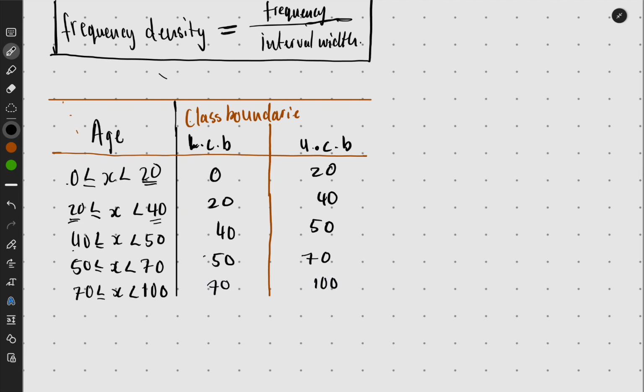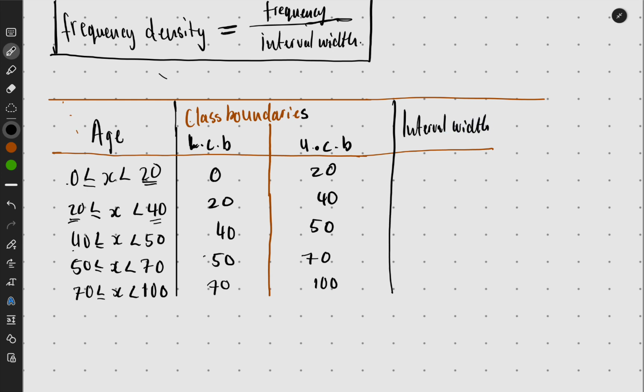Great, so now when we have it like this, the next thing I'm going to put would be the interval width. So it's like this, and then we close it off. Okay, class boundaries. Then here we say interval width. Now we say 20 minus 0, 20; 40 minus 20, 20; 50 minus 40, 10; 70 minus 50, 20; 100 minus 70, 30. There we go. We have it like that.